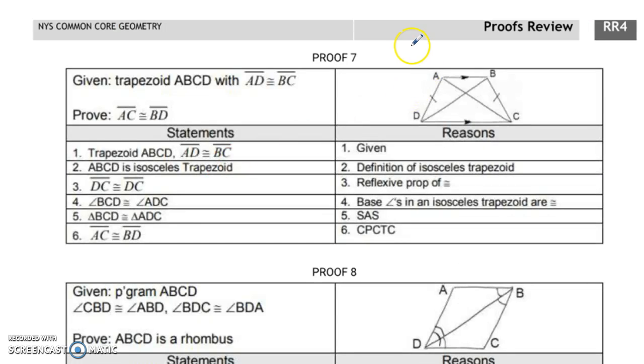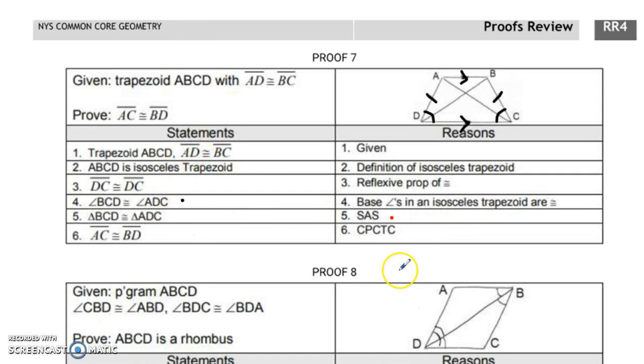Moving on to proof number 7. It was given to us that it's a trapezoid, and a trapezoid has one pair of parallel sides, and the other pair of sides are not parallel. In this case, we know that it is an isosceles trapezoid because we're given that AD is congruent to BC. And we're able to use that to our advantage by saying, well, if these two sides are the same, then these two base angles are also the same. That means that ADC is congruent to BCD. That's this step here. Later on, we were able to prove that the two triangles are congruent by SAS.